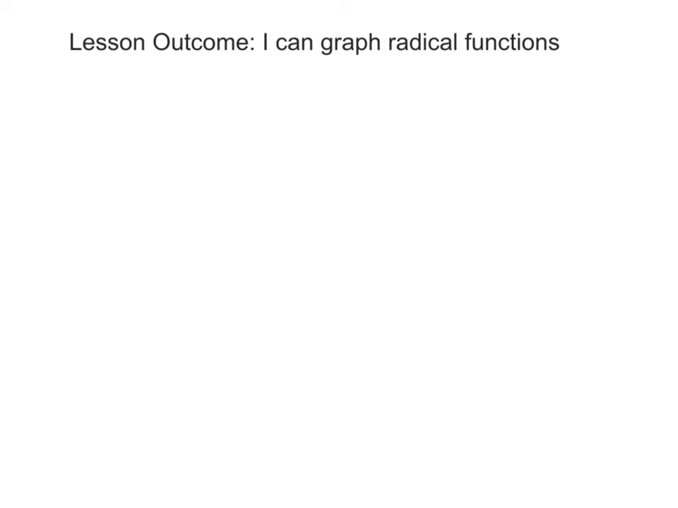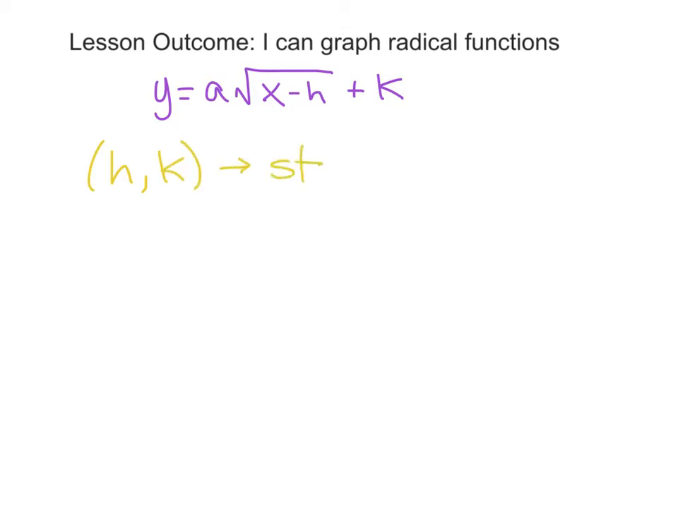The lesson outcome for this video is I can graph radical functions. All right, so y equals a times the square root of x minus h plus k is our general form of a radical function with a square root. And we are going to talk about h and k. Remember that h, k represents the starting point of our curve.